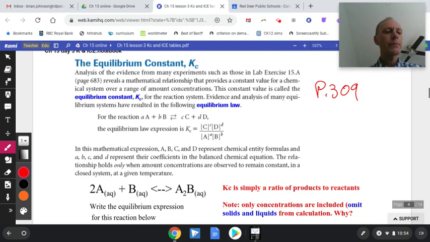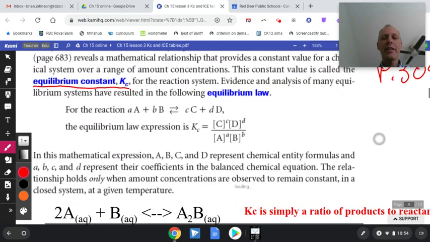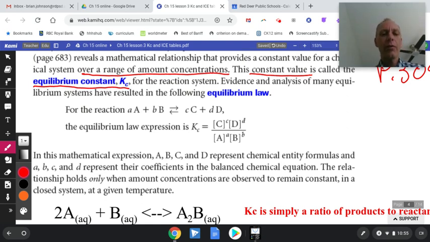Okay, here we go. So we're going to learn about the equilibrium constant today. This is a mathematical constant. So what have we got in here that you need to know? So the equilibrium constant, written as Kc, sometimes you'll see it as Keq, okay, is a constant value over a range of amount concentrations for a reaction. So it can be written out as a law or an equilibrium law, and this is what the law looks like, and I think this is what you have to do in your notes as well.